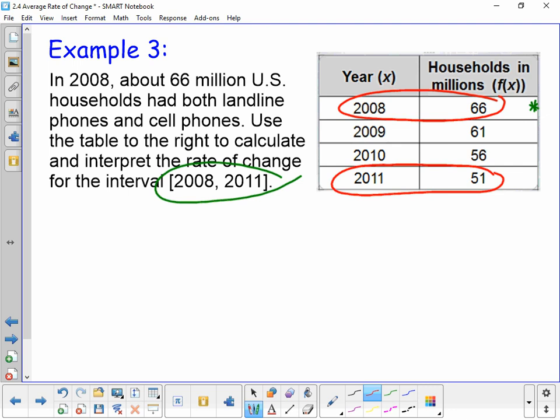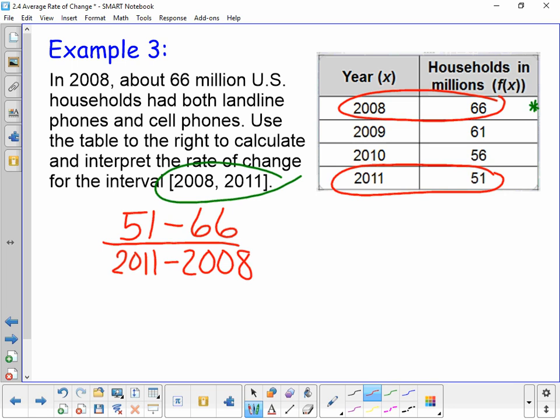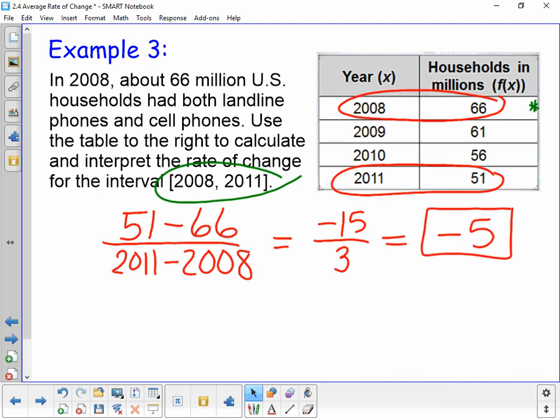Again, we want to do the change in the y's over the change in the x's, or find that average slope. So for this situation, we would do the 51 minus the 66. Those are the y values, and we're going to divide it by the change in the x values. So we end up with -15 divided by 3, which gives us an average rate of change of -5.